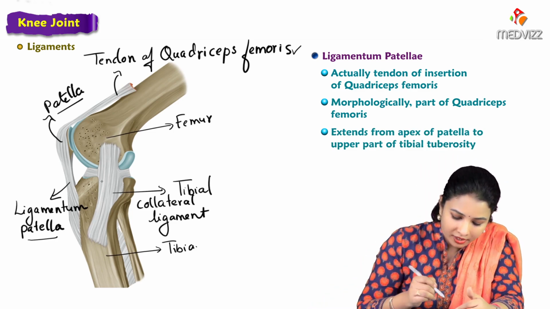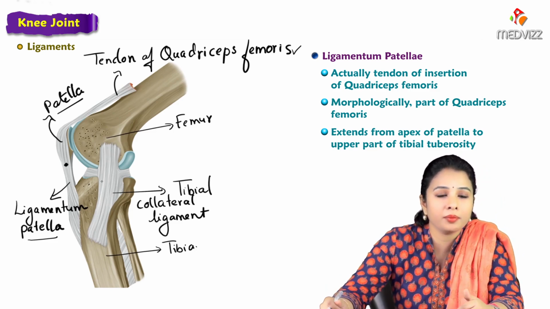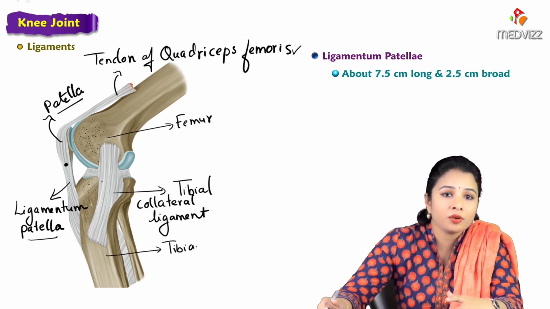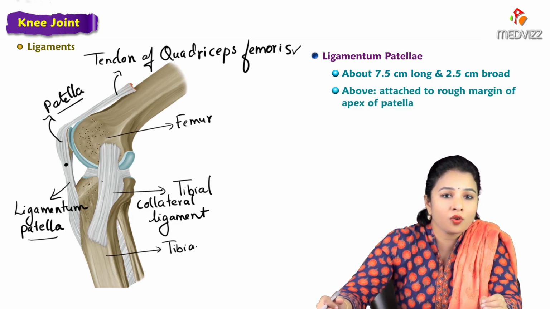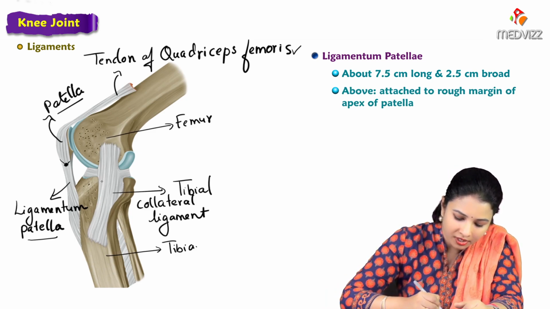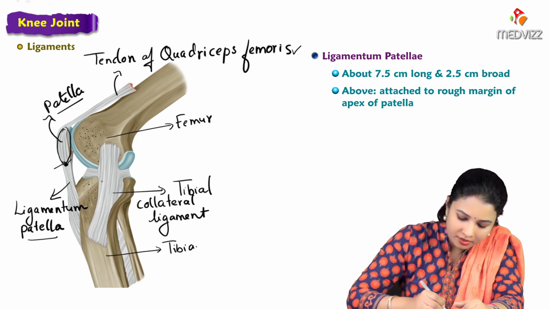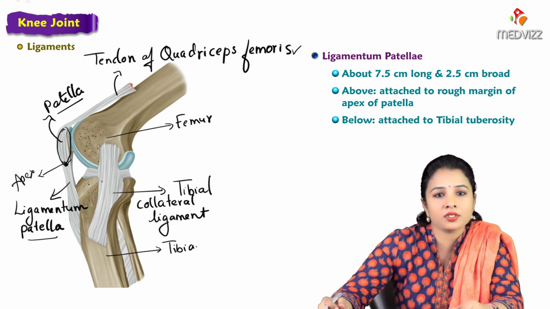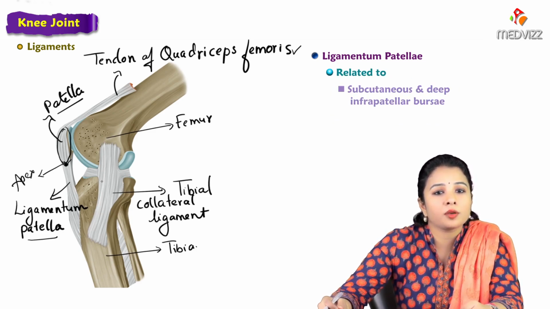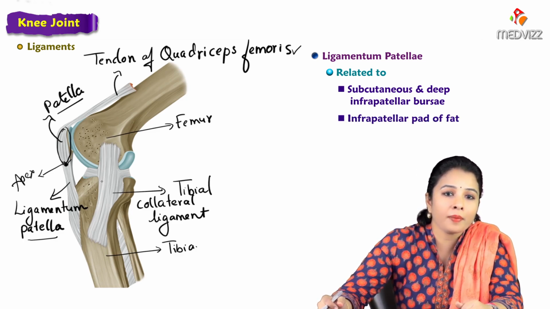So if you see, the ligamentum patella extends from the apex of the patella to the upper part of the tibial tuberosity. It is about 7.5 centimeters long and 2.5 centimeters broad, and it is attached above to the rough margins of the apex of patella. So above it is attached to the apex. So I am drawing the outline of patella. This is the apex, and below it attaches to the tibial tuberosity, and it is related to subcutaneous and deep infrapatellar bursae and also the infrapatellar pad of fat.